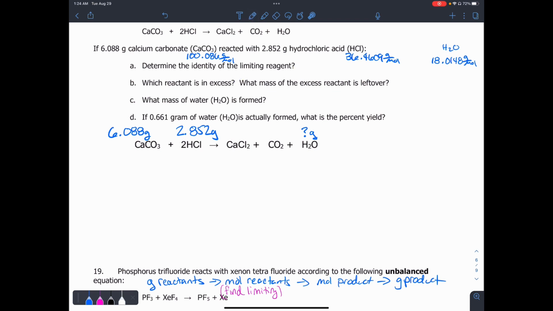So let's talk about our strategy. We were given grams of reactants. We must change them to moles. Then we will change those to moles of product using the ratio from the balanced equation, and then grams of product using the molar mass for the product. One thing to keep in mind, we can only use the limiting reagent to find moles of product.